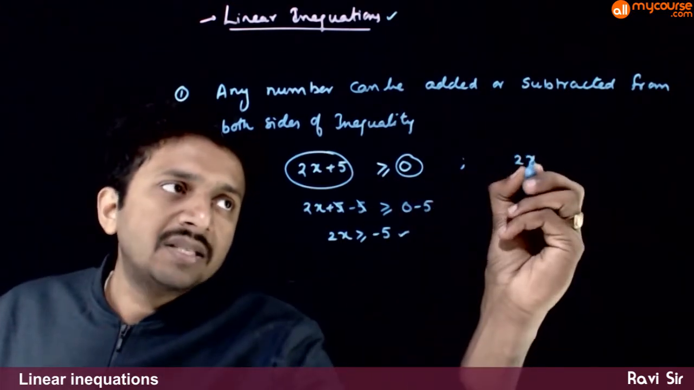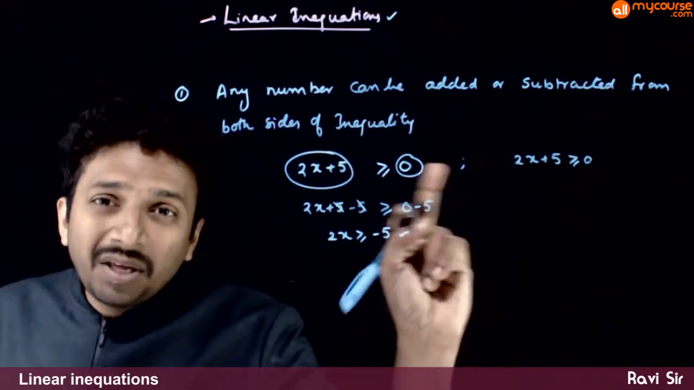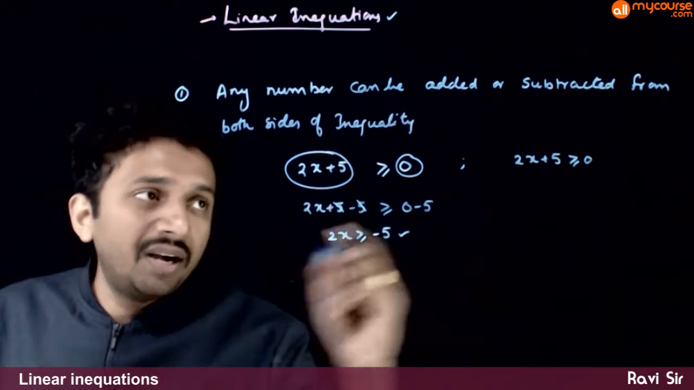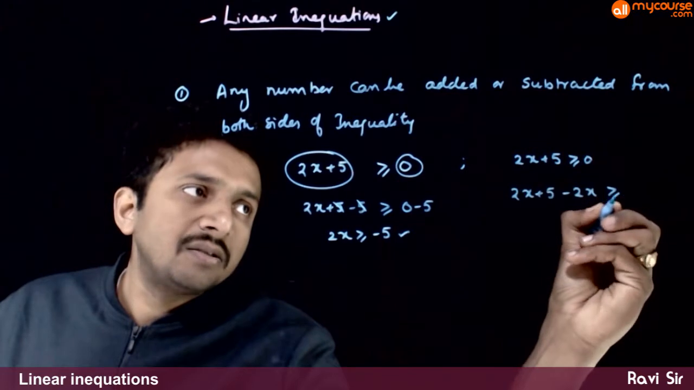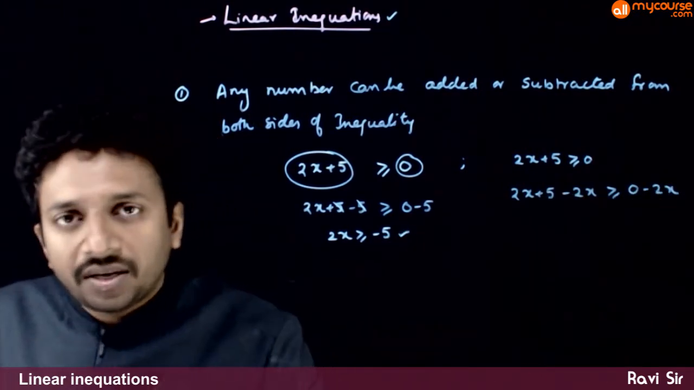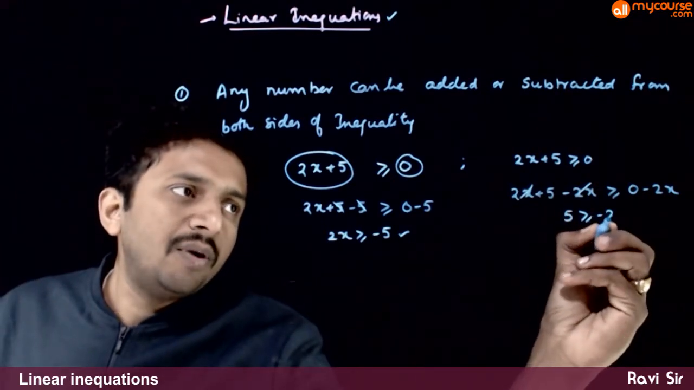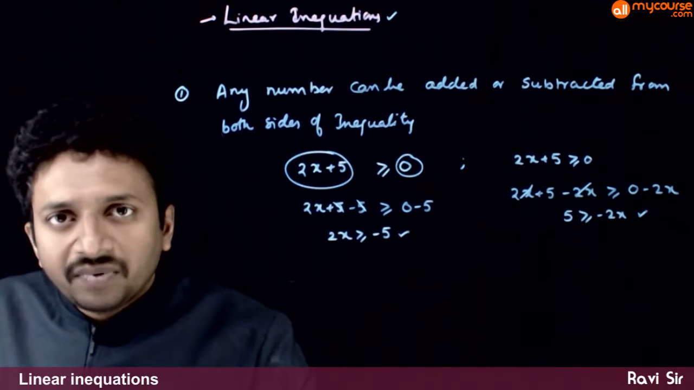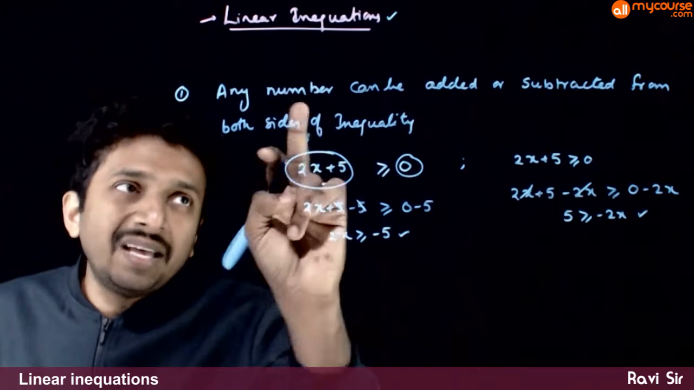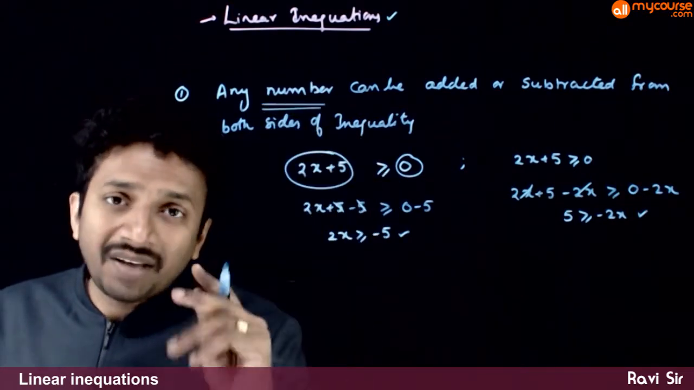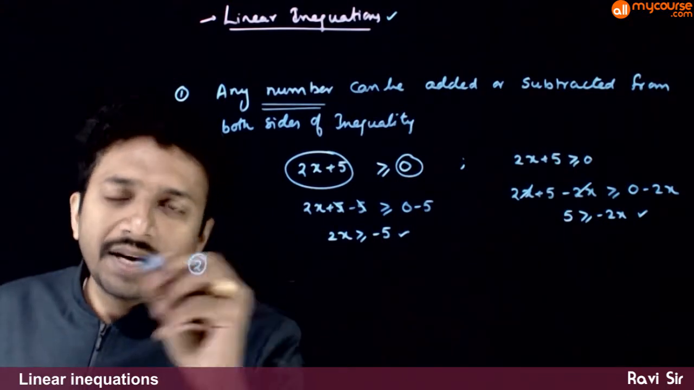Similarly, if 2x plus 5 is greater than or equal to 0, any number can be uniformly added or subtracted on both sides of the inequality. So I'll subtract 2x on both sides. 2x minus 2x gets cancelled, and 5 is greater than or equal to minus 2x. This step is also right. There's nothing wrong in these two steps, because the first rule says that any real number, positive or negative, can be added or subtracted on both sides of inequality. So now let us go to the second rule.